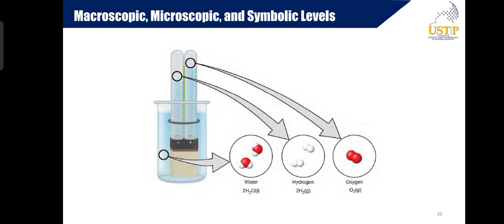For the symbolic level, how do we describe the elements that are produced in the reaction? We describe them as H2O, H2, and O2. So they are all present in any chemical reaction.